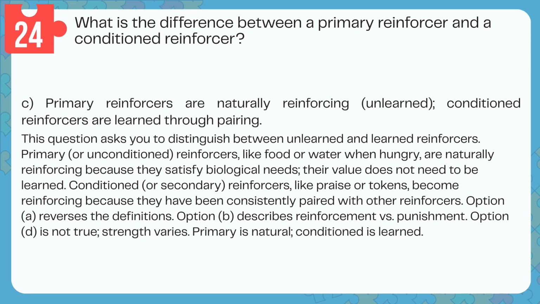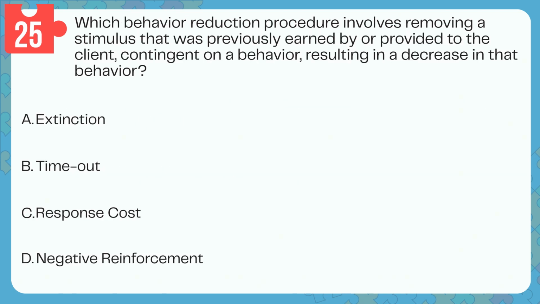Option A reverses the definitions. Option B describes reinforcement as punishment. Option D is not true. Strength varies. Primary is natural. Conditioned is learned.